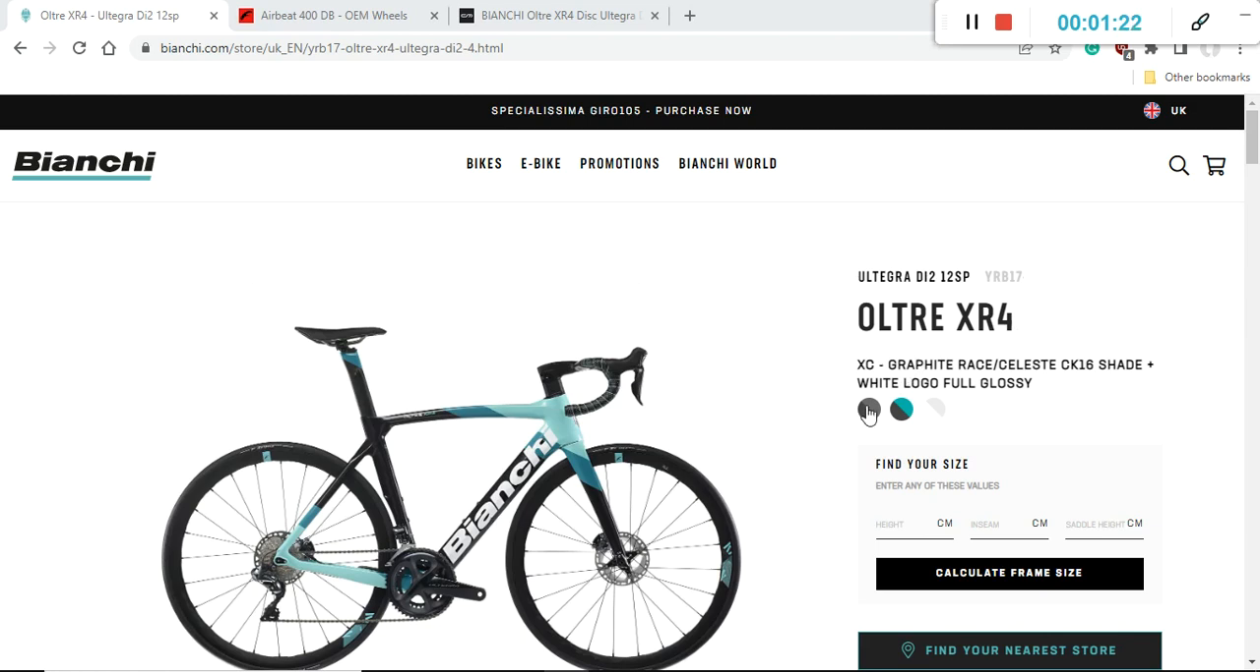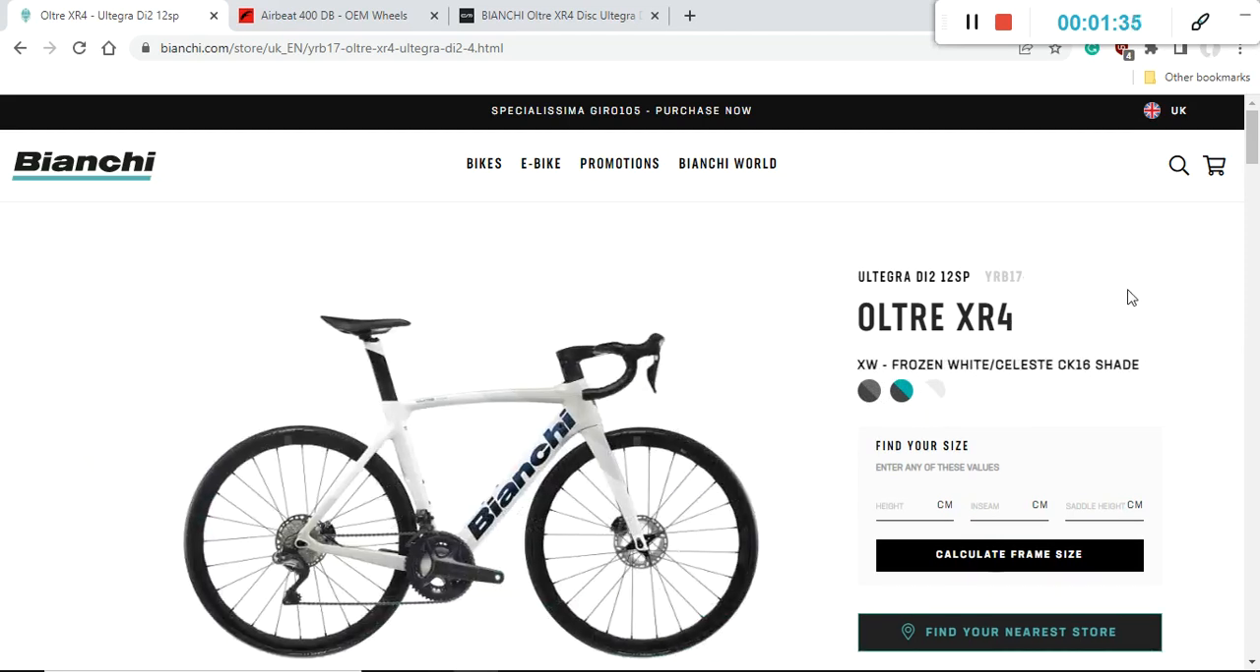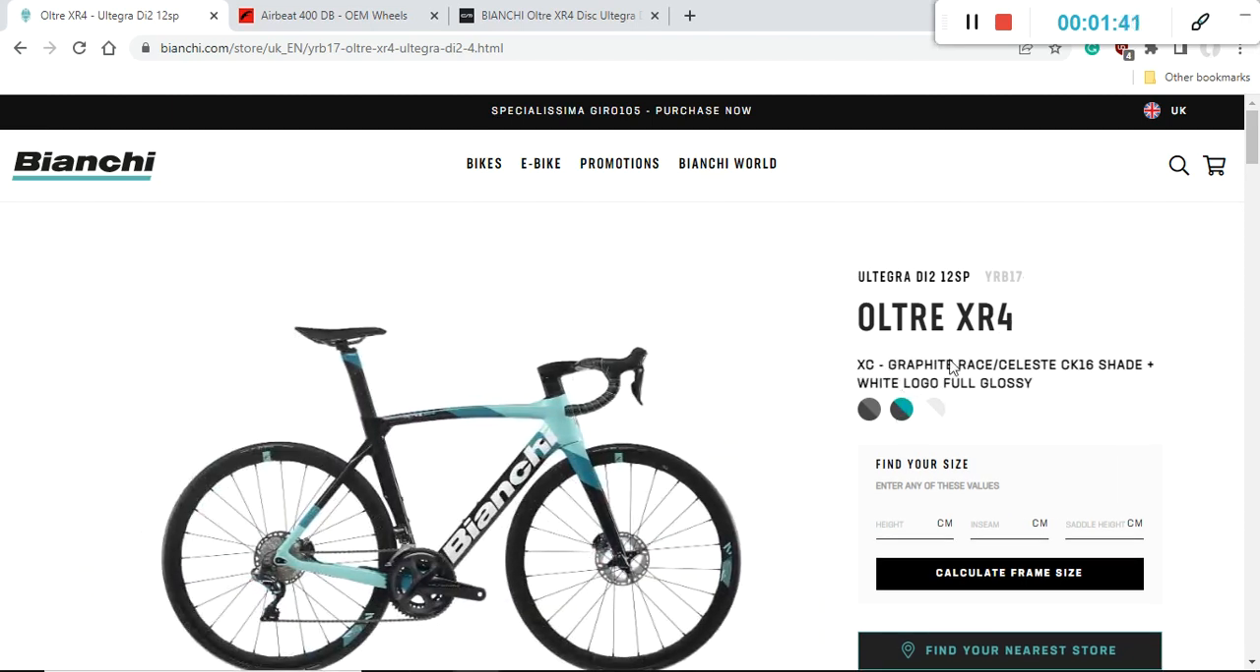When you look at the paint schemes on this bike, what are you getting? You are getting three paint schemes to choose from. The first one is this very classical graphite gray, race gray. Just a decent one, nothing special in my opinion. But then you have two beautiful paint schemes from Bianchi. This is the frozen white paint scheme and, of course, their legendary celeste green paint scheme. This is a very easy choice. You should definitely go for the celeste green paint scheme, because it's just an iconic paint scheme that's always connected with Bianchi bikes.